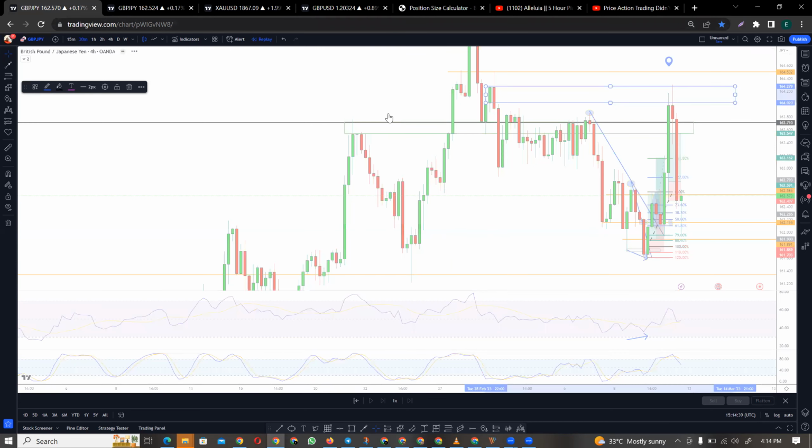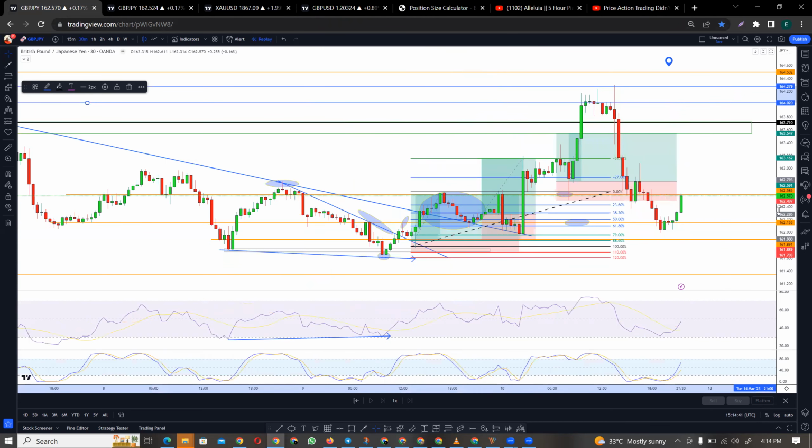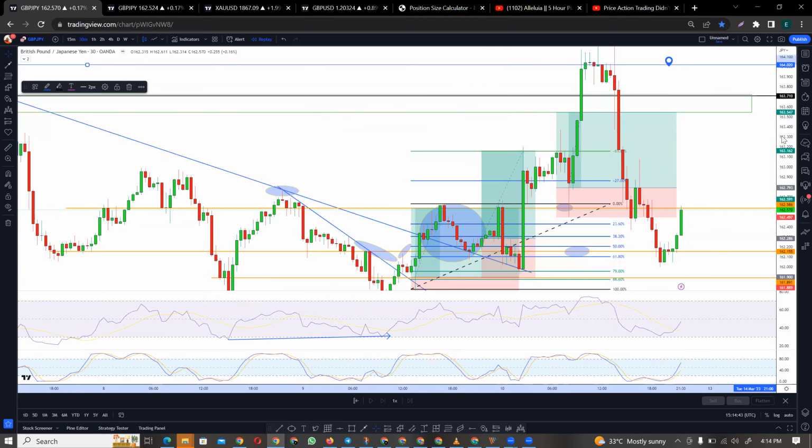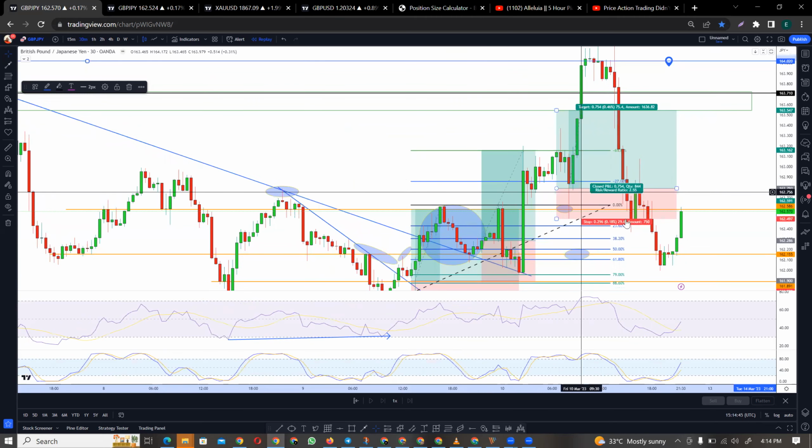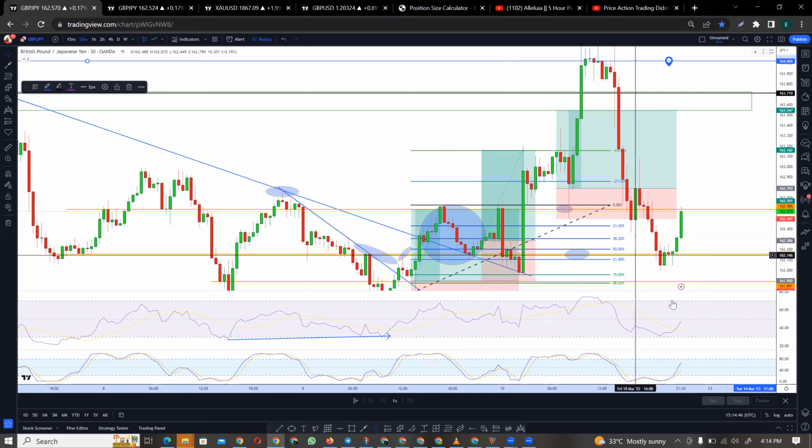So, trend. On 30 minutes time frame, I say, okay, during London session, I will check this zone and this zone. Whichever one the market picks, I will trade on it.